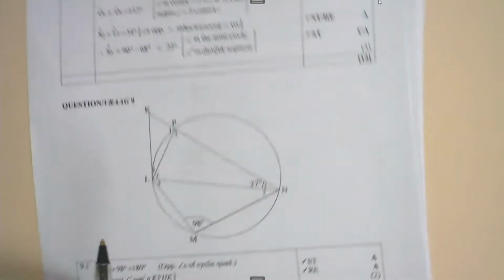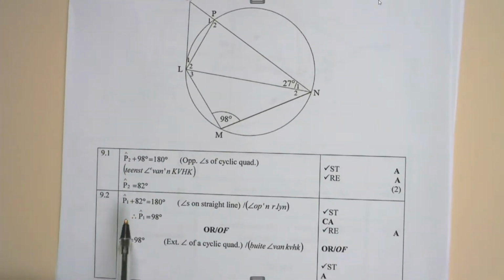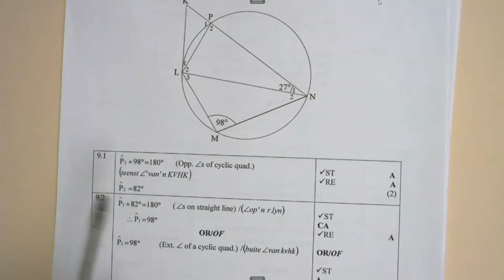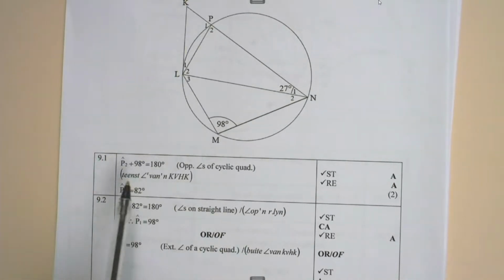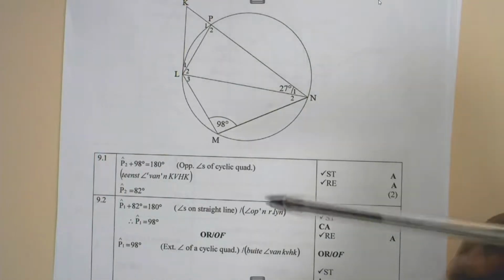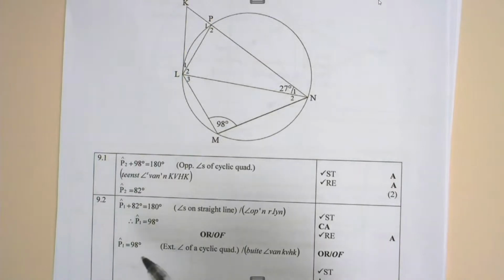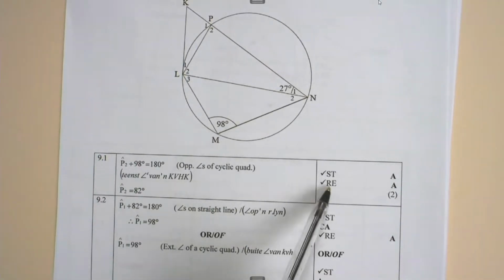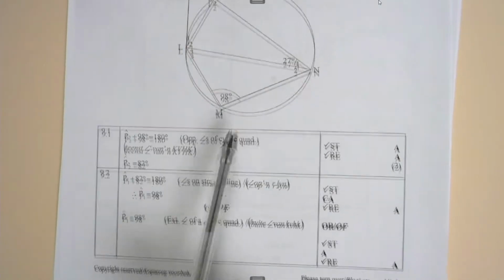Colleagues, we move to question 9. If we look at question 9, the given diagram, we are requested to calculate angle P2. As you can see, you can say angle P2 plus 98 is equals to 180 degrees. Now the reason here is opposite angles of a cyclic quad are supplementary. They add up to 180 degrees. Statement and a reason, a mark and a mark, 2 marks.